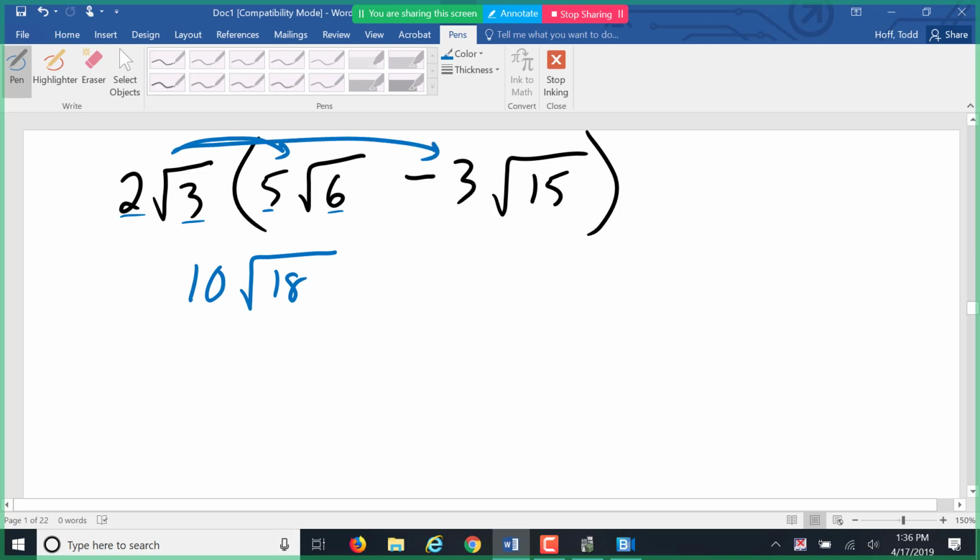2 root 3 times negative 3 root 15. 2 times negative 3 is negative 6. Square root of 3 times square root of 15. 3 times 15 is 45.